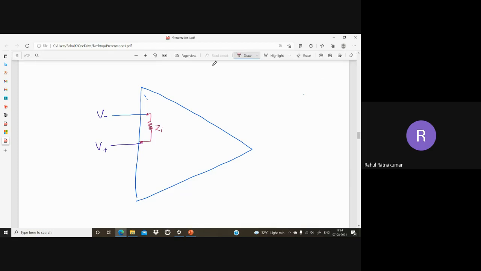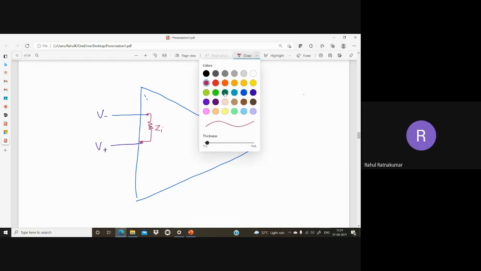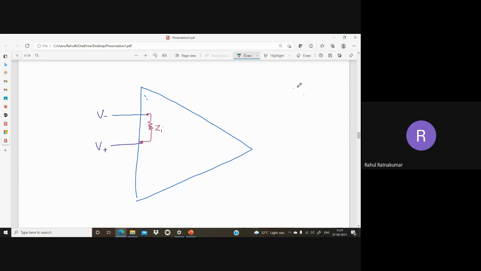Now what about the output? The input is across this resistance Zi. For example, this is V1, this is V2. So I get V1 minus V2 as the drop across this Zi. Now what is the output? The output is the amplified version of V1 minus V2. So I have something in the output like this. This is Z output, the output impedance. This Z output should ideally be 0.